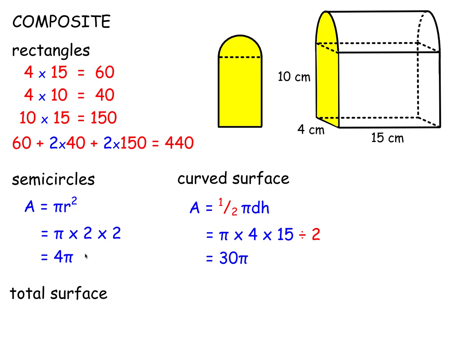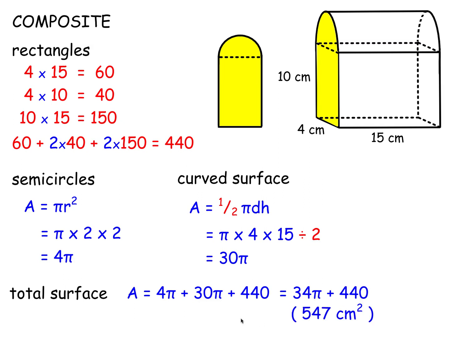So your total surface is the 440 for the rectangles, 4 pi for two semicircles, and 30 pi for the curved surface, half a cylinder's curved surface. Put them all together, that's the total surface area. Exactly, it's 34 pi plus 440. If you put that in the calculator and worked it out, it'll round to 547 square centimetres to three significant figures. So that's composite shapes.